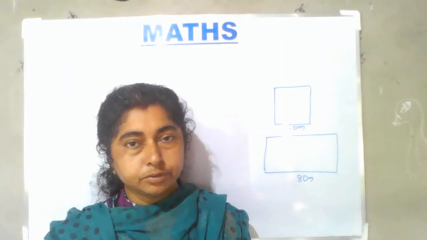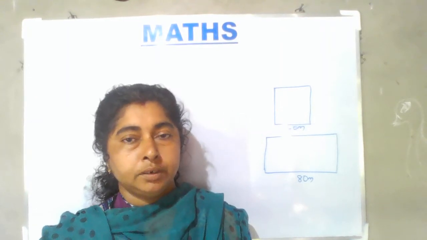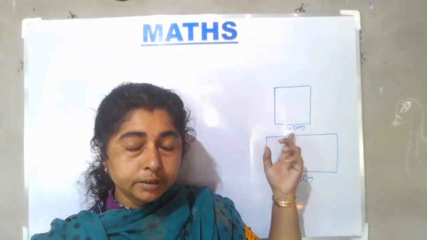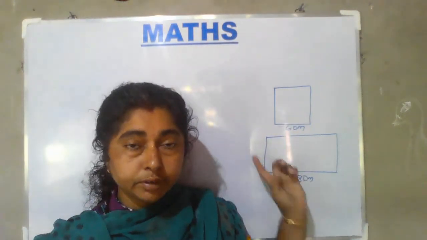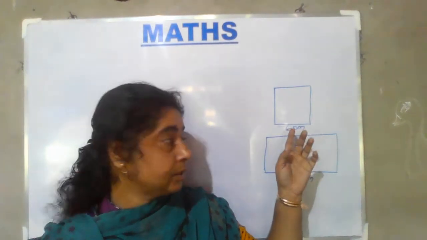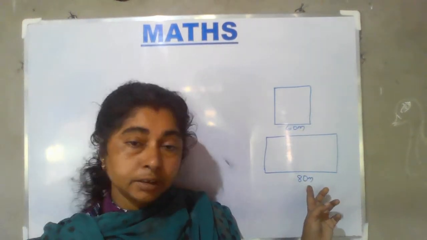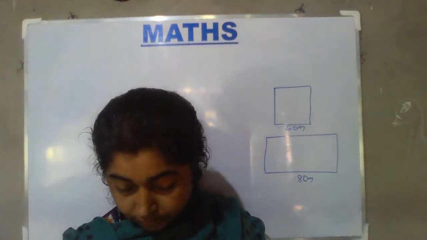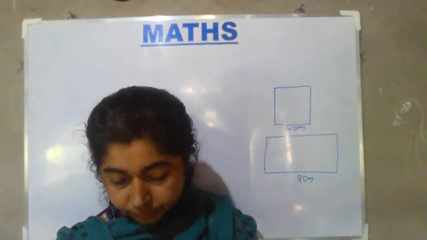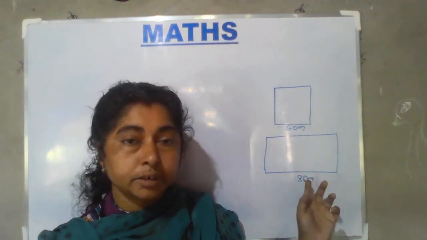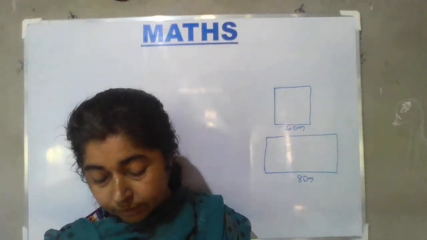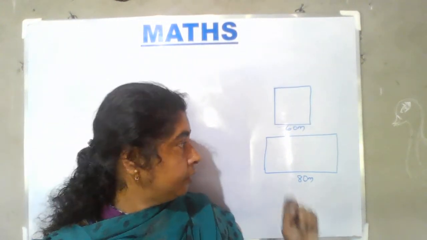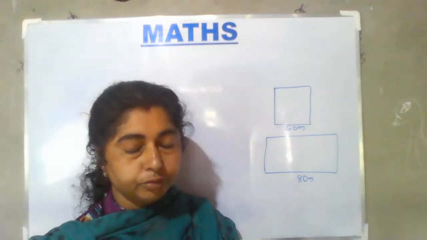Now you should write the first question in exercise 11.1. Then you listen to the question given. Here are two fields, a square field and a rectangular field. The square field has side 60 meter, and the length of the rectangular field is 80 meter, and also given that they have the same perimeter. Then we have to find which field has larger area. Now we should find the area of these two fields.